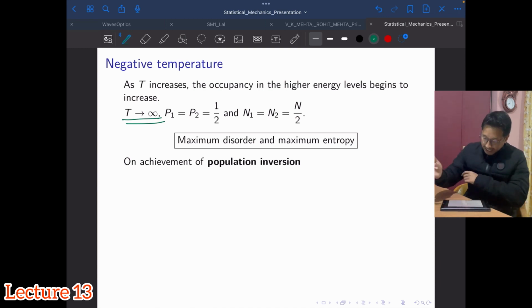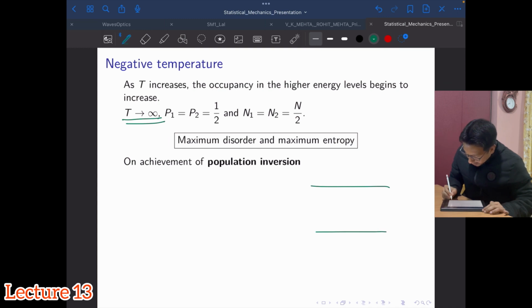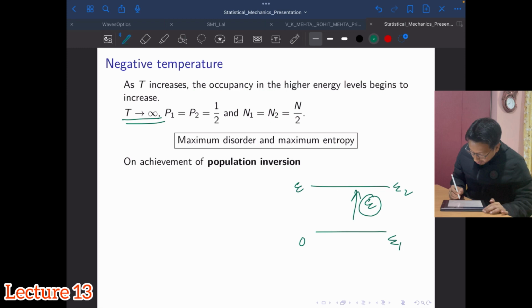So I had said that this is E1, this is E2, and the difference was epsilon, or E. On the scale of this epsilon, I consider this as 0 and this as E, let's say. Initially, when this temperature T was equal to 0, all atoms were in the ground state. So the internal energy of the system was 0. Let's say I write capital E, 0.